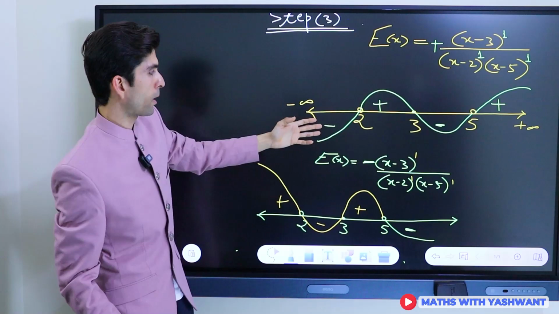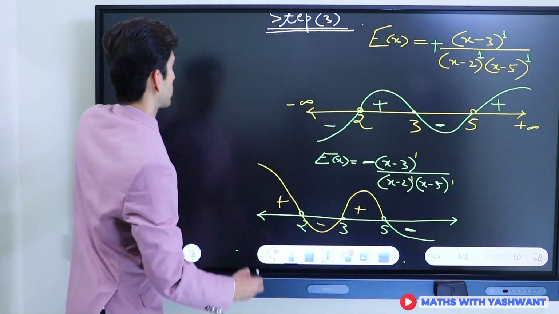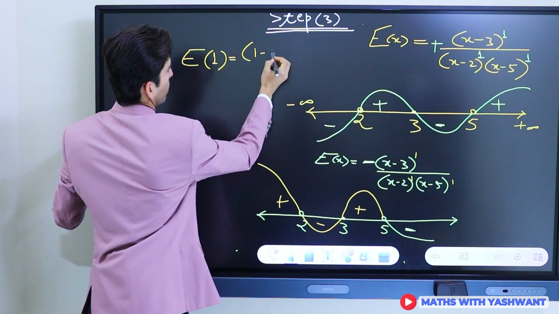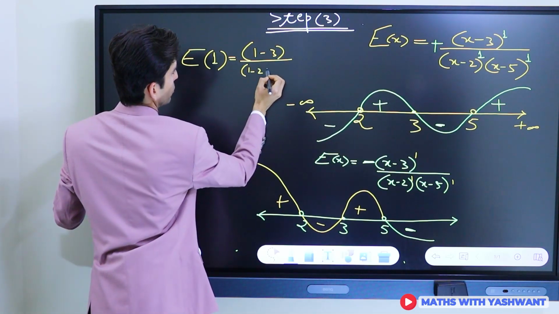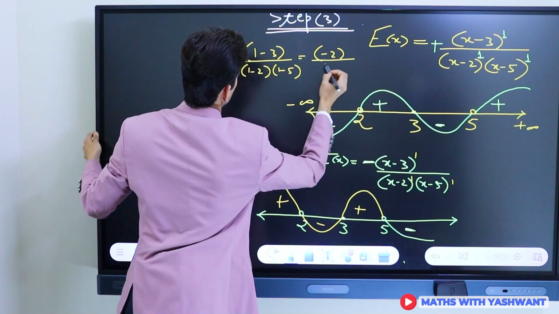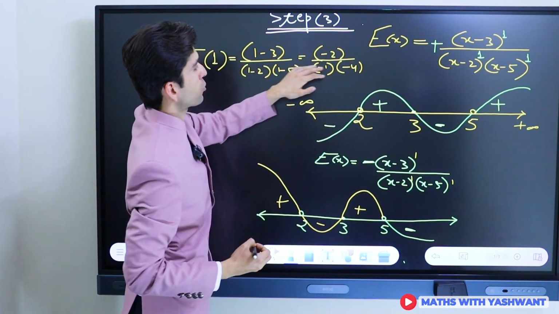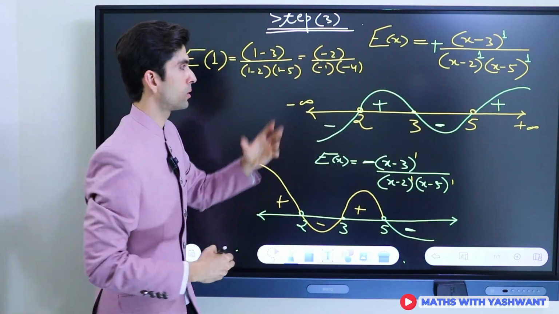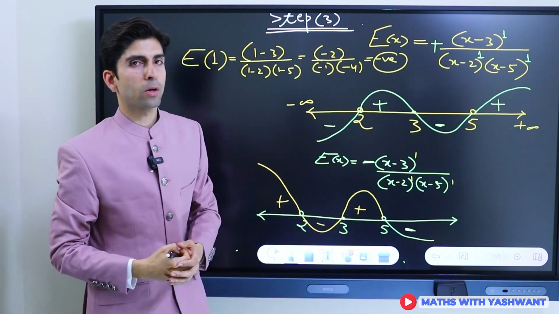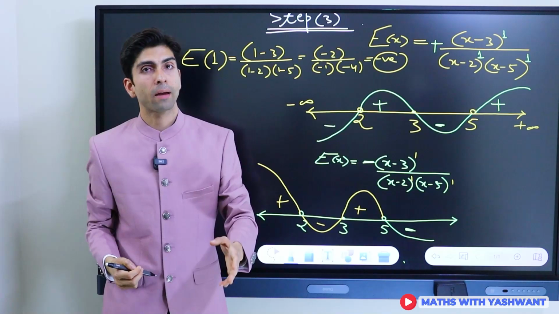Let's say I put value 1, because 1 lies in the interval negative infinity to 2, and let's see what happens. If I find e of 1, minus 3 upon 1 minus 2 into 1 minus 5, so we have minus 2 in the numerator, minus 1, and this is minus 4. So we've got 3 negative signs. When we have 3 negative signs, the final value will be negative in nature. We are not concerned with the actual value of the expression, we are only concerned about the positivity and the negativity of the expression.